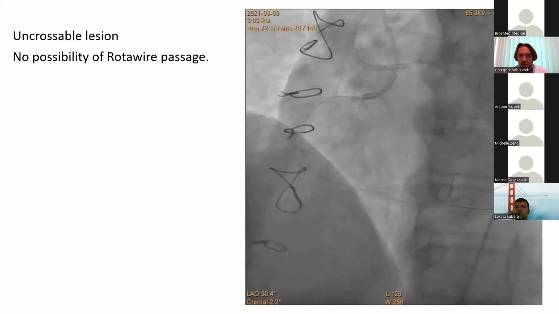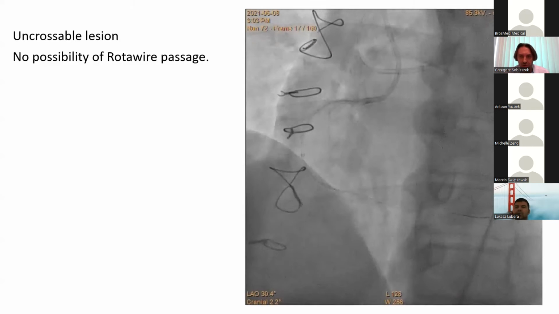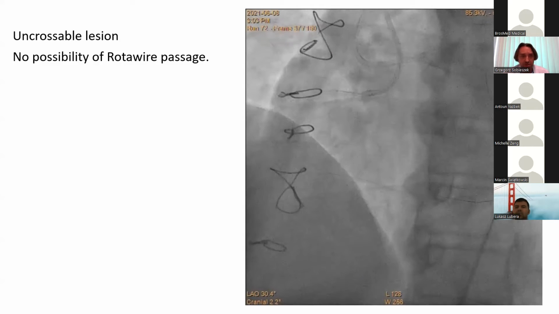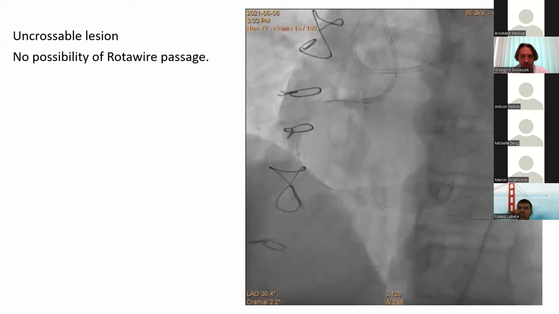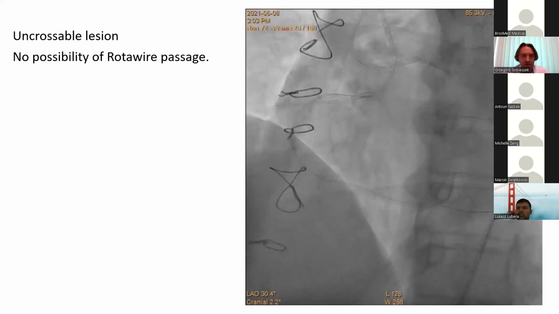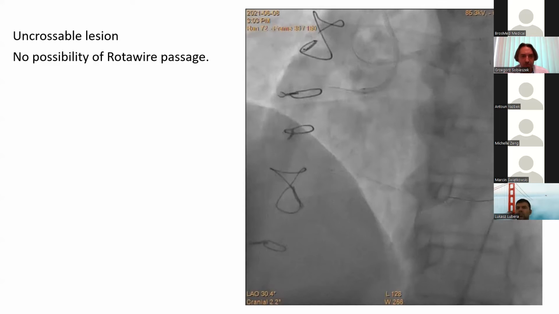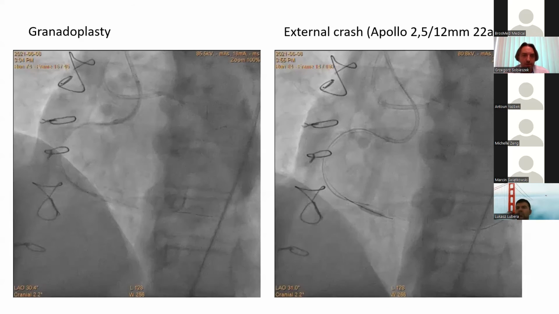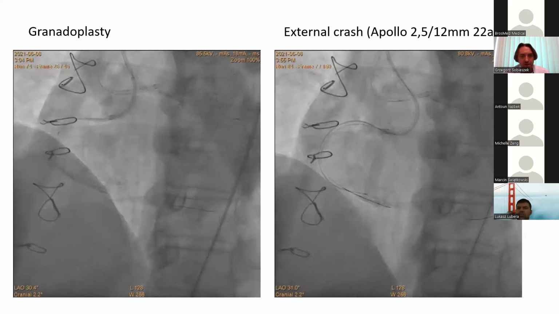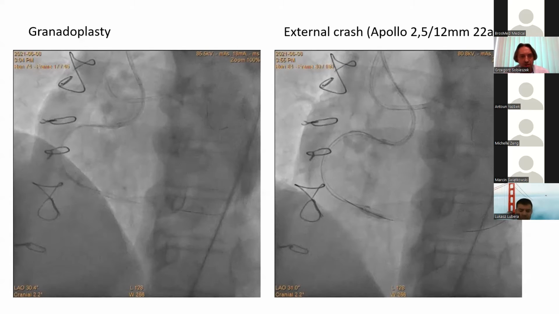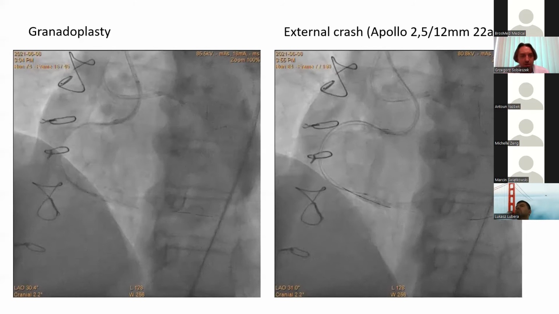In the same place, we had a problem with retrograde microcatheter progress due to calcifications. There was no possibility of Rotawire passage. So one option was out. So first we performed granuloplasty to change the proximal segment, the proximal fragment of this uncrossable lesion, but it had no effect, only dissection.